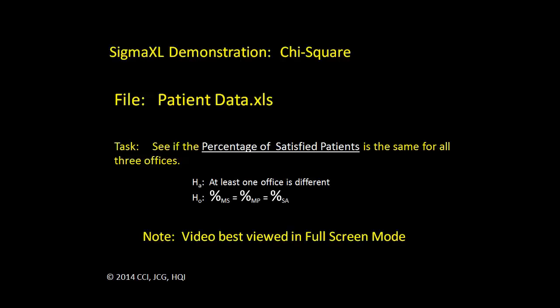In this demonstration, we want to see if the percentage of satisfied patients is the same across all 3 offices in your practice. Because this is a multiple structure and we are comparing proportions, chi-square will be the tool that we use. The file we'll use is patient data, and we set our alternative hypothesis just like we would for any test in a multiple structure.